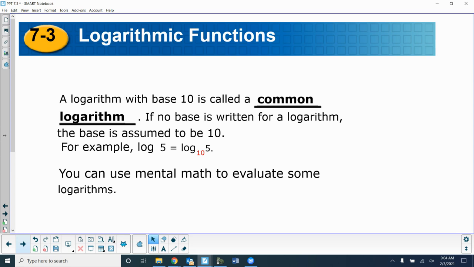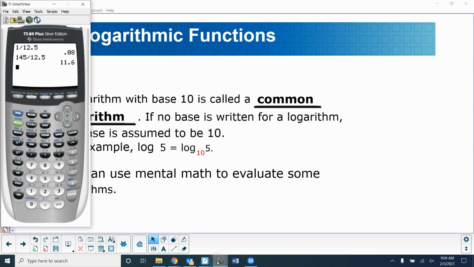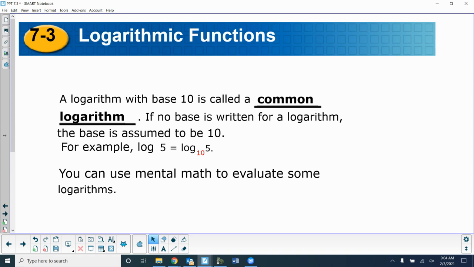A logarithm with base 10 is called a common log. That's the one on your calculator right here. If you don't see a little number to the bottom right after log, it's a common log. It's a base 10 log. So this was log 5. They didn't put the number. You're supposed to know it's 10. That's one you can just put in your calculator.